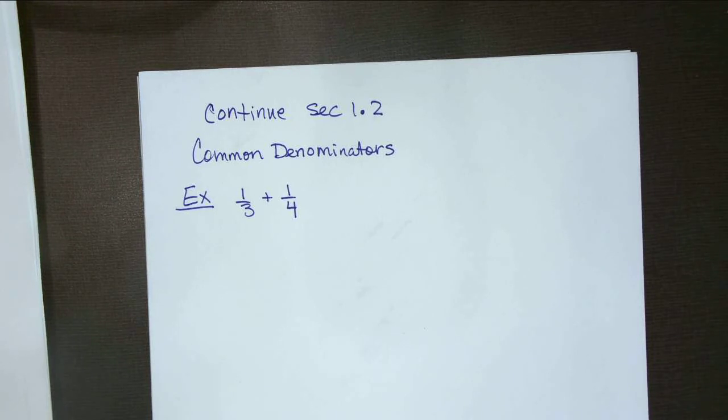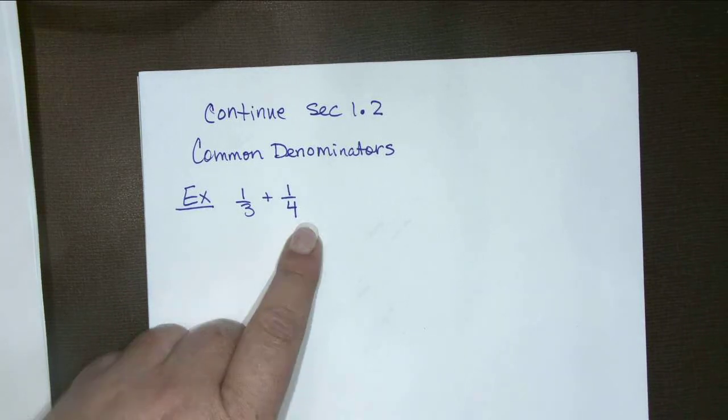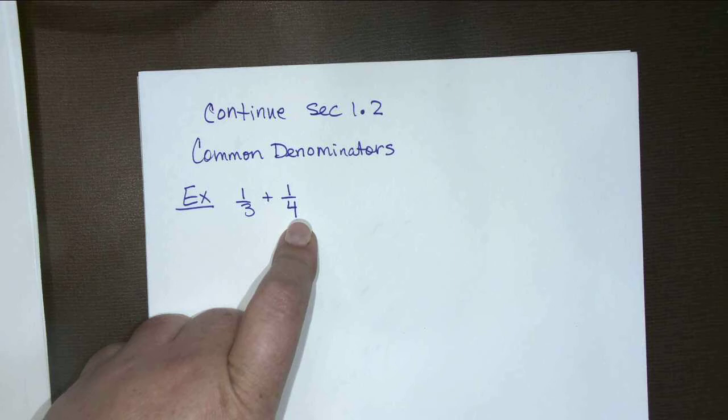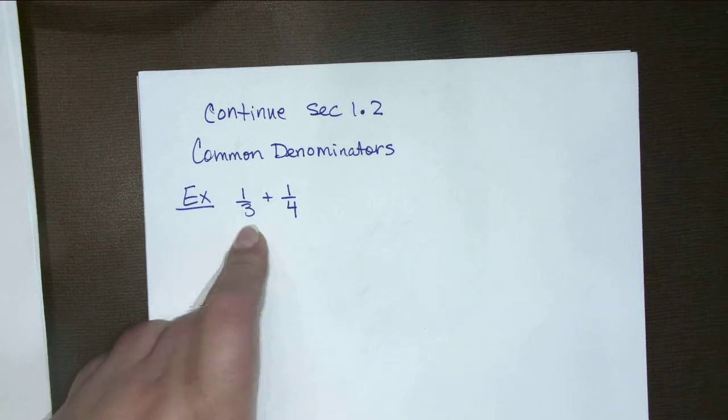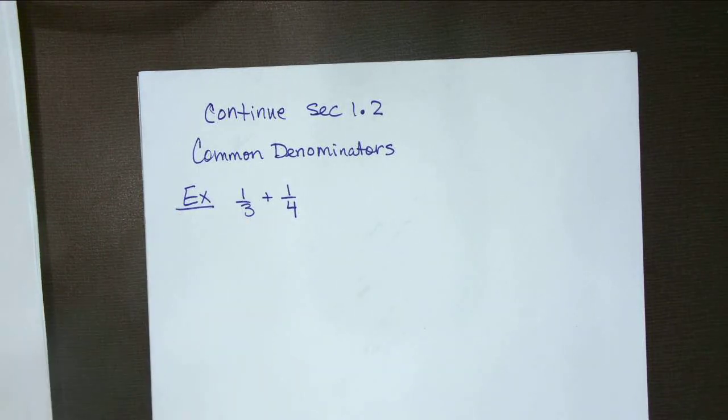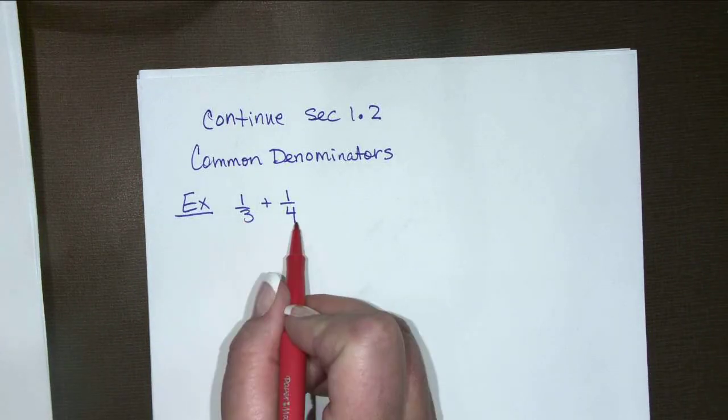Type 1 is if the denominators don't have any factors in common. So we've got a 3 and a 4. They have no factors in common. The only factors of 4 are 2 and 2, and there's not a 2 over here. So what do we do when we have a fraction that we want to add like that? We need to find the common denominator.